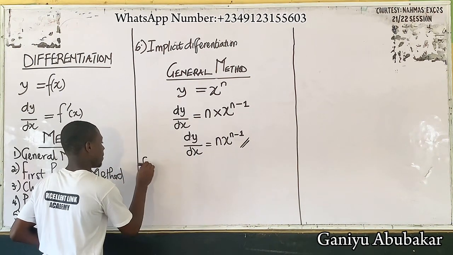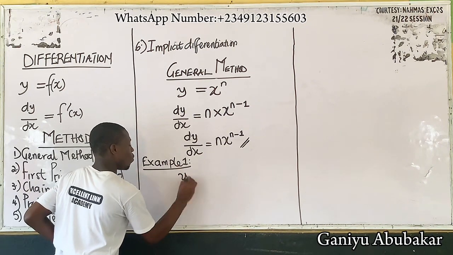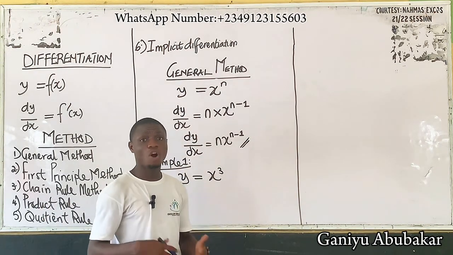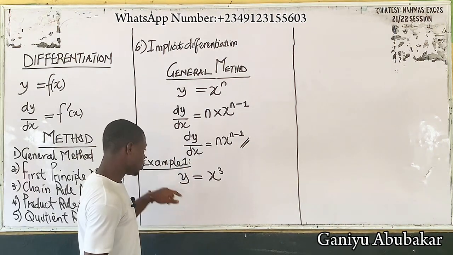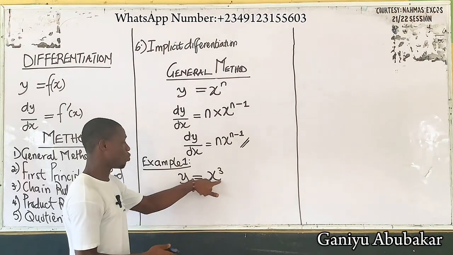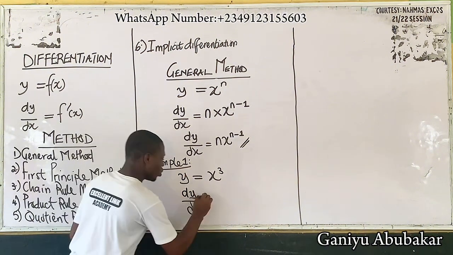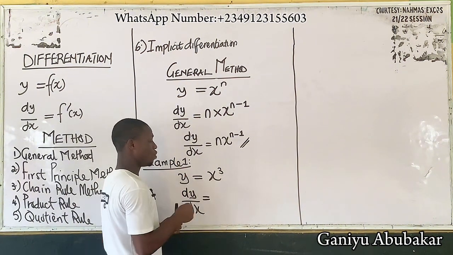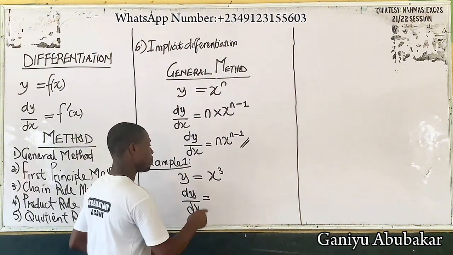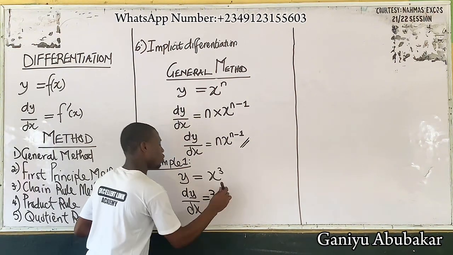Example 1. Let's say I have that y is equal to x cubed and I'm asked to find dy over dx. It's easy. I'm seeing y and x, so the change in y with respect to x becomes dy over dx. We just established that if I have a power, I apply the general method key concept. What was the key concept? Multiply by the power. What's the power here? 3. That becomes 3 times x to the power 3.